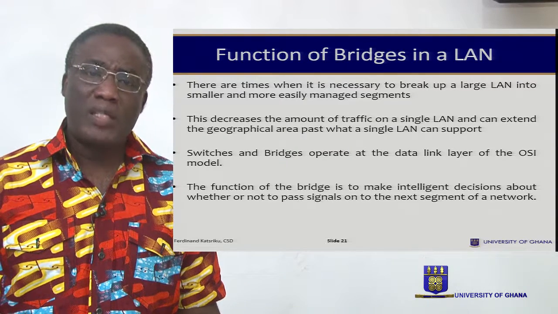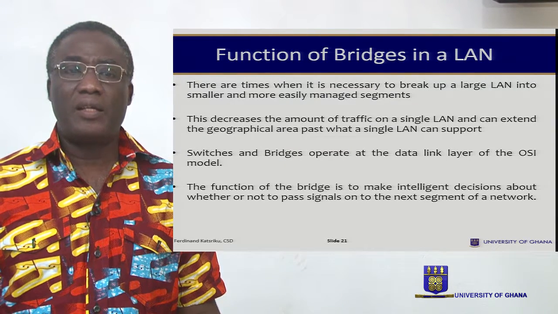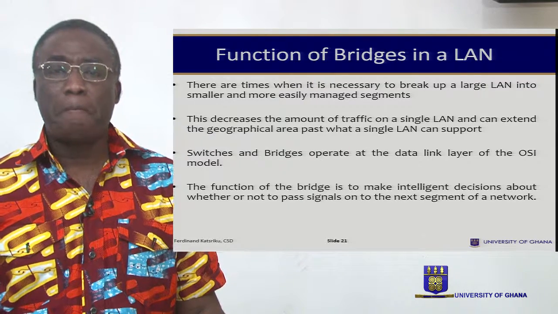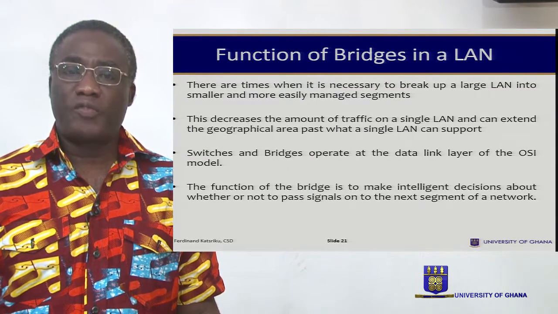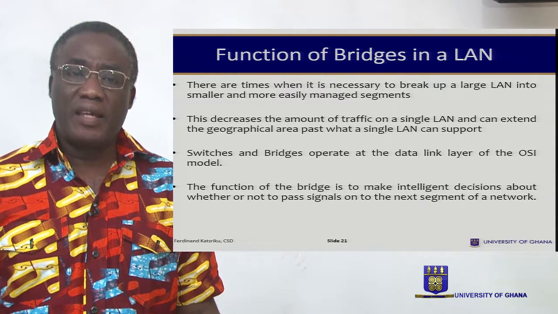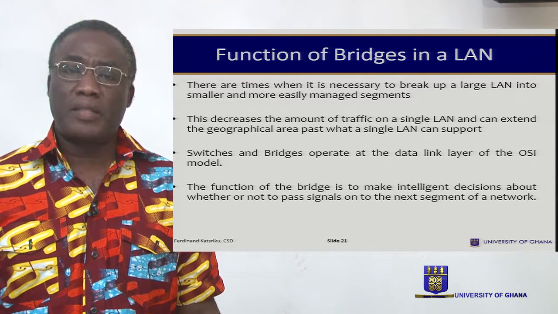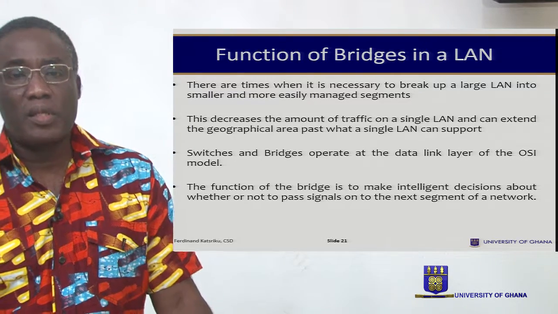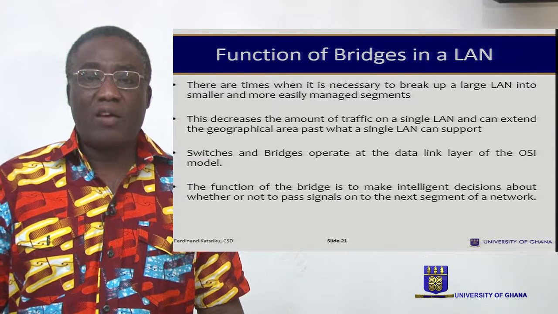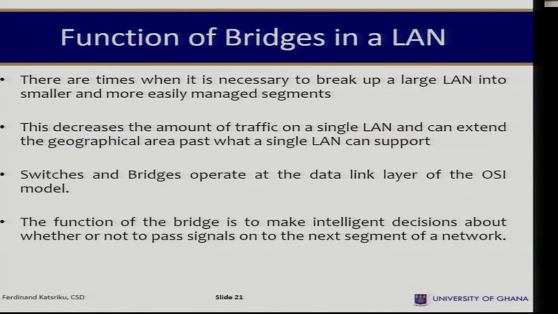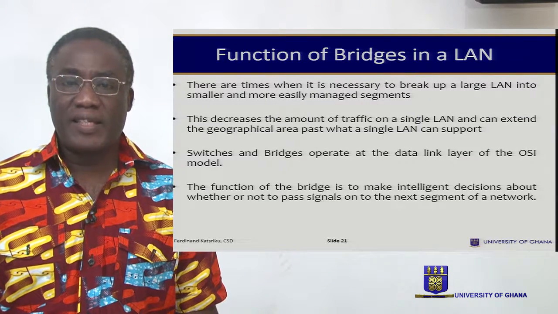Now, there are times when it is necessary to break up a large LAN into smaller and more manageable segments. This decreases the amount of traffic on a single LAN and it can extend the geographical area past what a single LAN can support. Switches and bridges operate at the data link layer of the OSI model, that is at layer 2. The function of a bridge is to make intelligent decisions about whether or not to pass signals on to the next segment of a network.